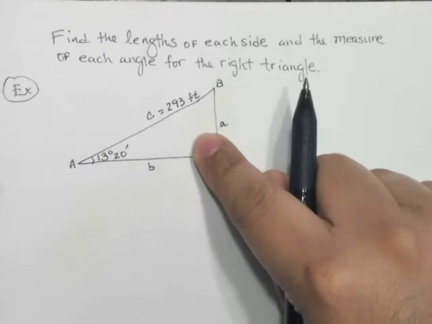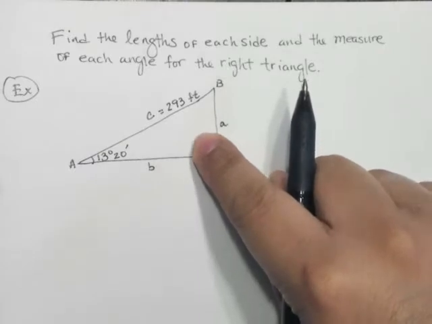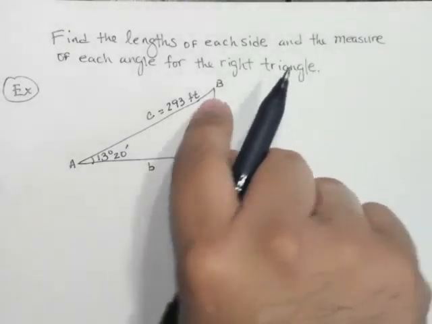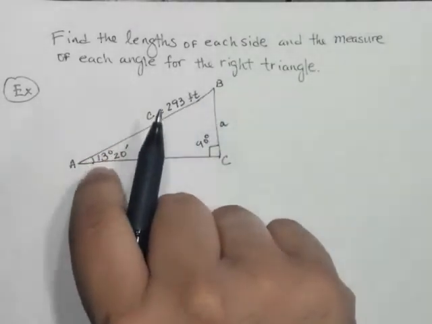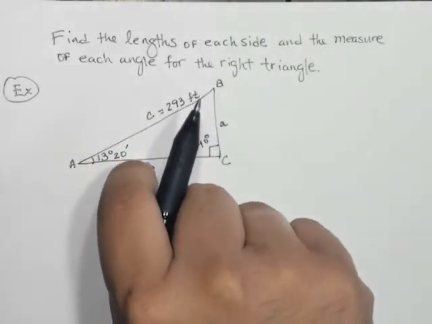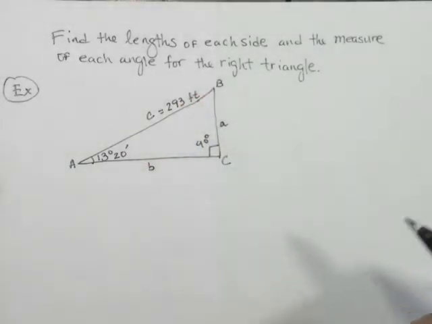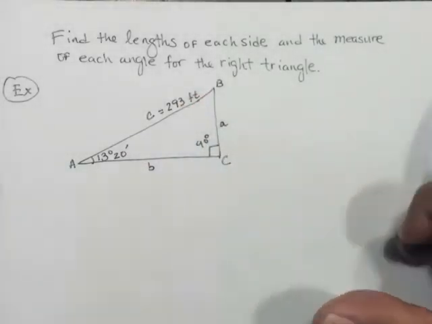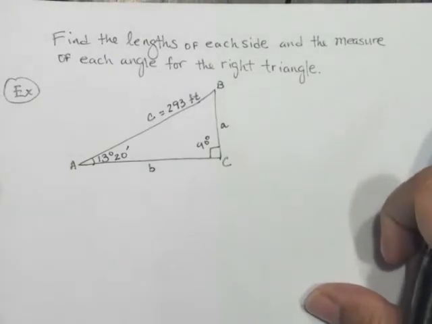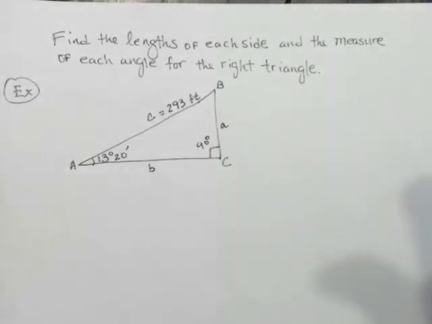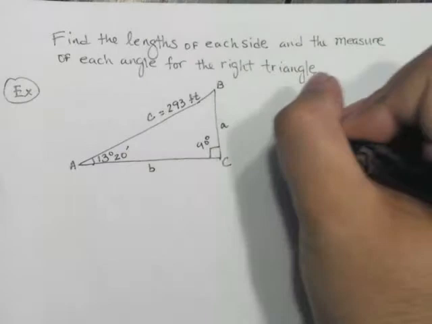So what we're going to do is take 90 degrees and subtract this 13 degrees and 20 minutes, and we're going to find angle B. And then we're going to set this up with sine, cosine, tangent perhaps and find the missing sides. So let's go ahead and start off with that.